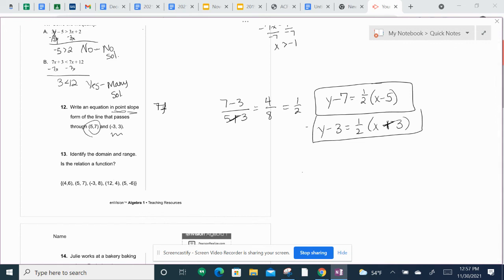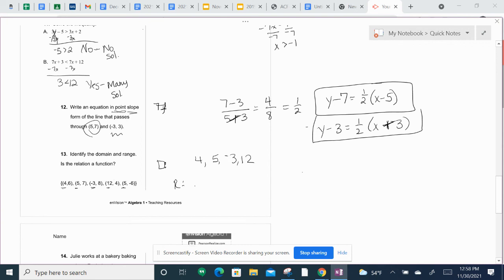Chapter 3 now. It says identify the domain and range and then determine if this relation is a function. So if you'll remember, domain deals with x values. And so x values would be 4, 5, negative 3, 12. Oh, and 5 again. So I don't need to list that one twice. So I'm just listing my numbers. 4, 5, negative 3, 12 would be parts of my domain.